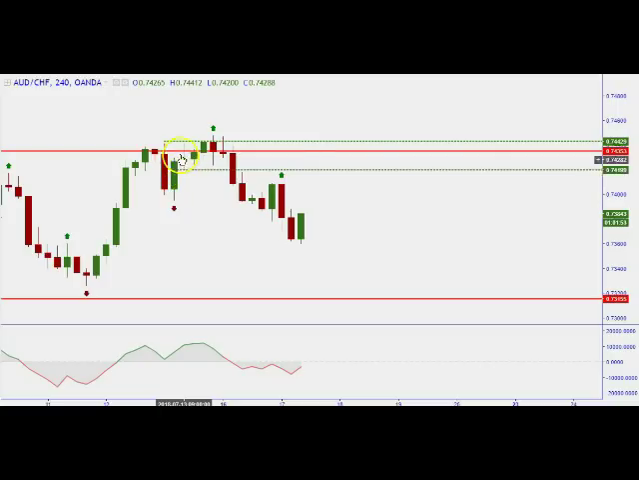But anyway, yeah, we had this nice signal here, and then the market violated our level, entered the market there, and we made good profit.